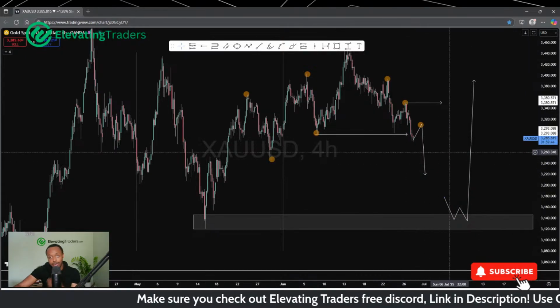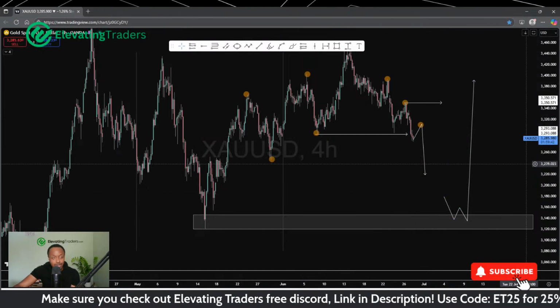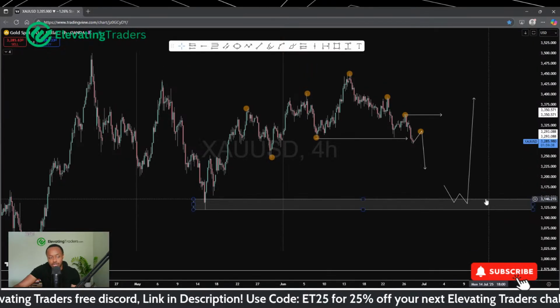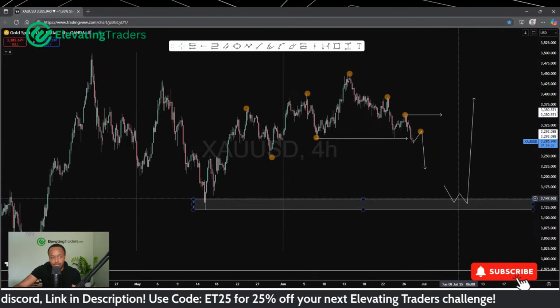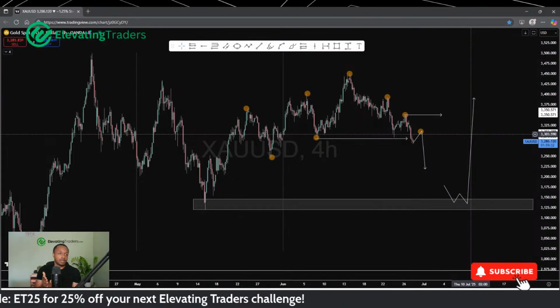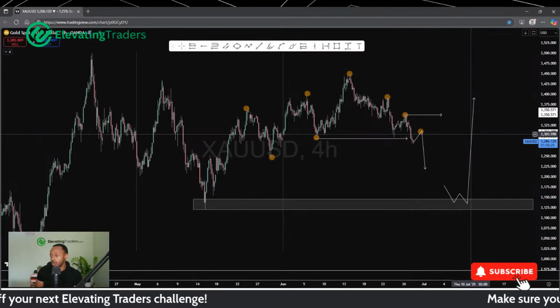From a higher time frame standpoint, it looks like there's more downside to be had, so I'm looking for 3150. But again, I'm still bullish as a whole, so if we do get there, see some healthy rejection, I think buys will look good later on. But yeah, that's kind of where I'm at with gold for now.